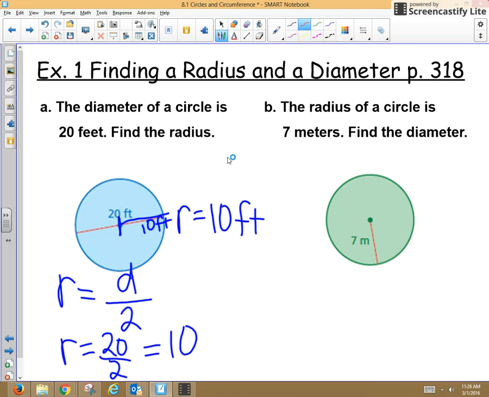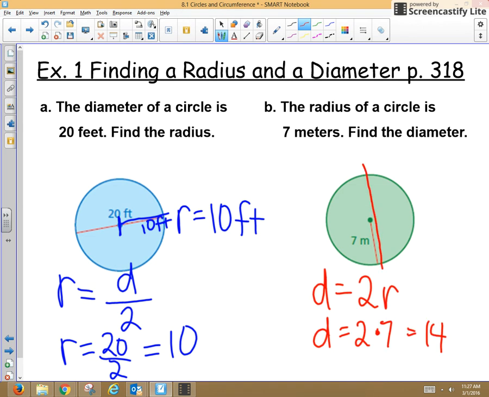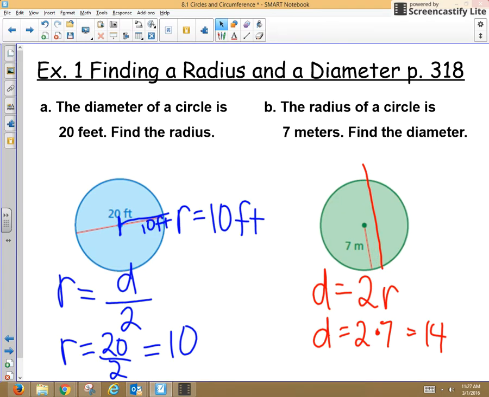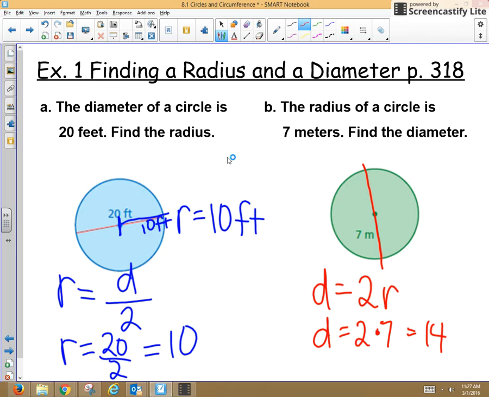Looking at B, the radius of a circle is 7 meters. Find the diameter. Well, diameter is the distance all the way across through the center. The formula for diameter is 2 times the radius. So if we know the radius is 7, 2 times 7 equals 14. So the distance all the way through the center, let me realign that. There we go. The distance all the way through the center is going to be 14 meters.